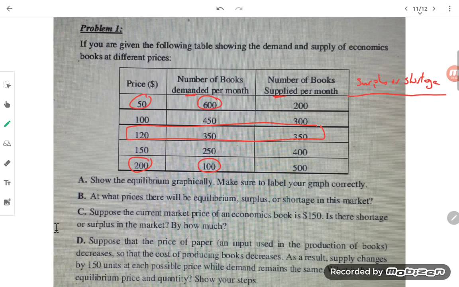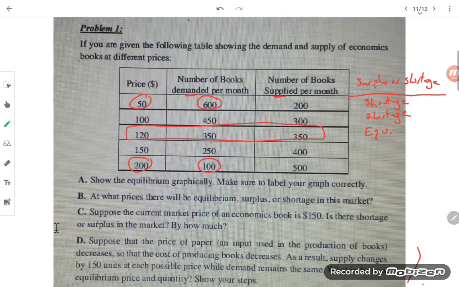At price 50, quantity demanded is 600 and the quantity supplied is 200. So there is excess demand or shortage. At price 100, 450 and 300. So excess demand by 150, or shortage. At 120, 350 and 350, which means that there is equilibrium.